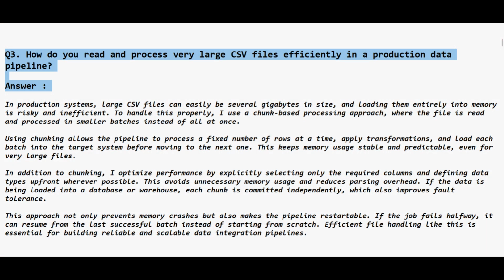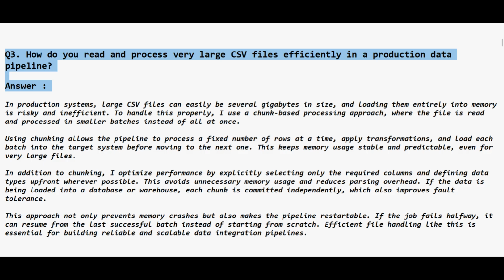Question 3. How do you read and process very large CSV files efficiently in a production data pipeline? Answer. In production systems, large CSV files can easily be several gigabytes in size, and loading them entirely into memory is risky and inefficient. To handle this properly, I use a chunk-based processing approach, where the file is read and processed in smaller batches instead of all at once. Using chunking allows the pipeline to process a fixed number of rows at a time, apply transformations, and load each batch into the target system before moving to the next one. This keeps memory usage stable and predictable, even for very large files.